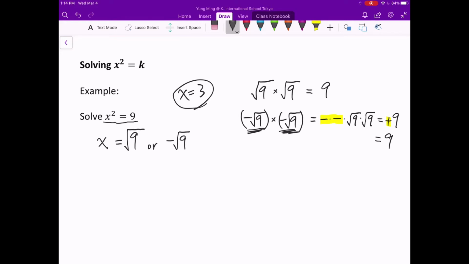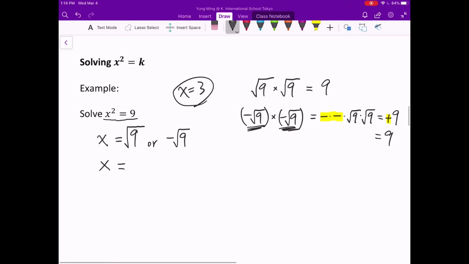This is always the case. Whenever you have x squared equals something, the first thing that you need to do is put a hat on it. So you have square root 9 and you have a negative square root 9. Okay, so you always have two answers in this case. Square root 9 or negative square root 9. And then from here, you can finally write your answer that you always expected. 3 or minus 3. Simply because square root 9 is just equal to 3. Minus square root 9 is just equal to minus 3.